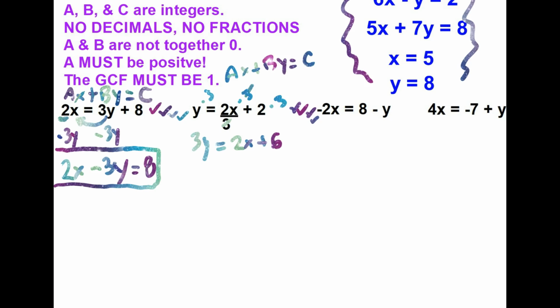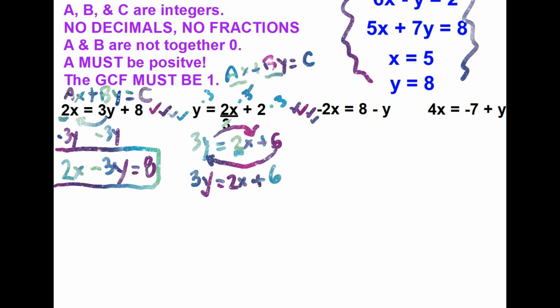So we want our A to be positive. But we also understand that ax and by are on the same side. So you need to move over here, and you need to move over here. How do we do that mathematically? I'm going to rewrite the problem so we can see what we're doing. So we have 3y is equal to 2x plus 6.